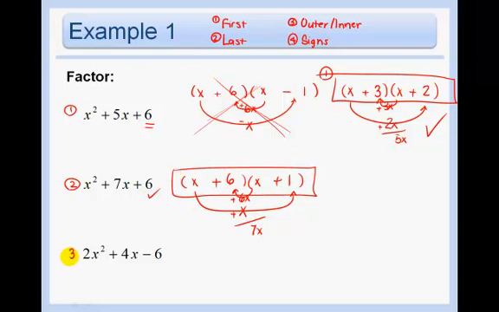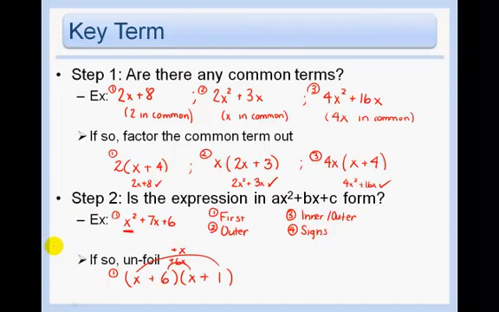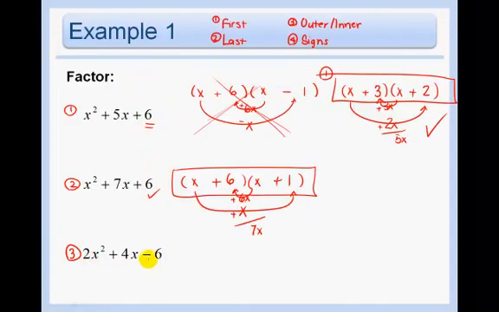Let's try this one. What's our first step? Step 1, are there any common terms? Certainly, there's a 2 in all of these. So let's factor it out. 2x squared divided by 2, x squared. 4x divided by 2 is 2x. 6 divided by 2 is minus 3.